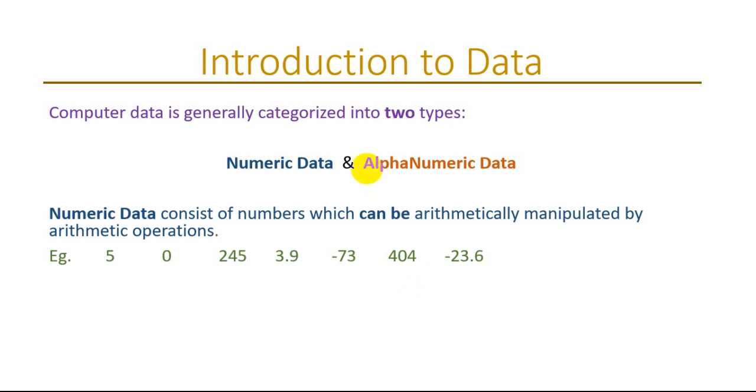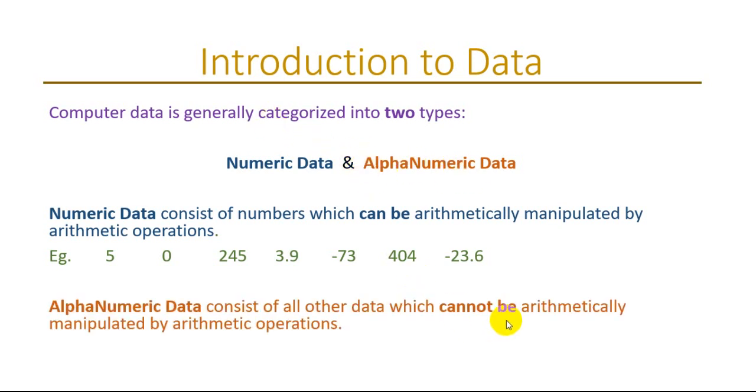The next type of data is alphanumeric data. It consists of all other data which cannot be arithmetically manipulated. You can imagine it like this: data which can be arithmetically manipulated, that is added, subtracted, multiplied, or divided, is numeric data. Anything other than that falls into the alphanumeric data type. So alphanumeric data consists of all other data which cannot be manipulated by arithmetic operations.